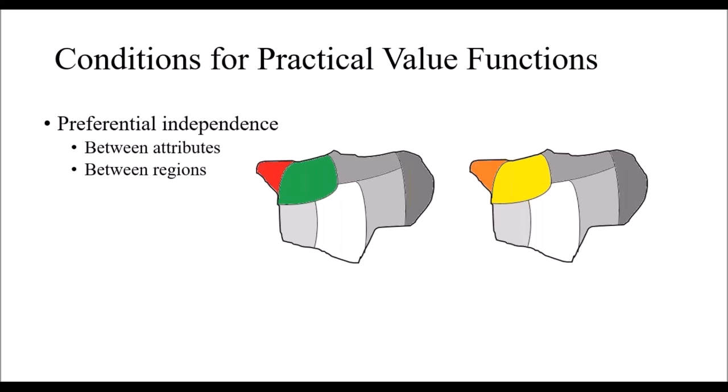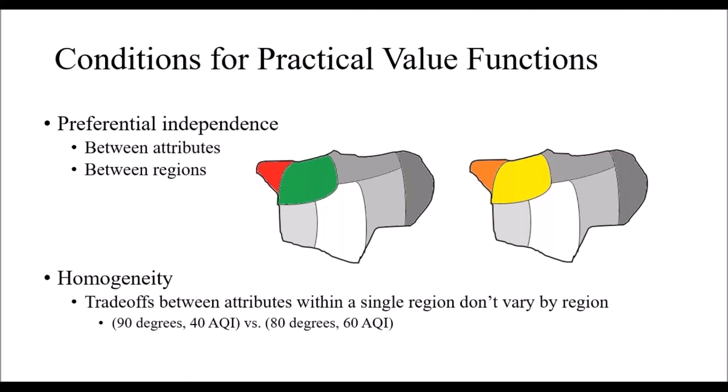And we can make assessment still easier with another condition called homogeneity. The idea behind homogeneity is that the trade-offs you're willing to make in one region are the same as the trade-offs you're willing to make in another region. So if you say that in region 1 you'd prefer having a temperature of 90 degrees and an air quality index of 40 to a temperature of 80 degrees and an air quality index of 60, you would have that same preference for any single region. Right.